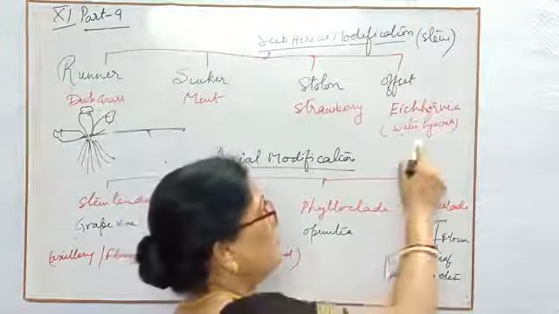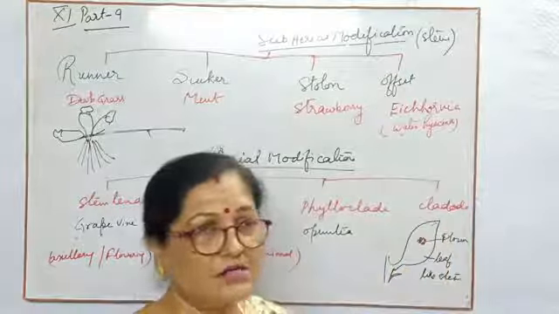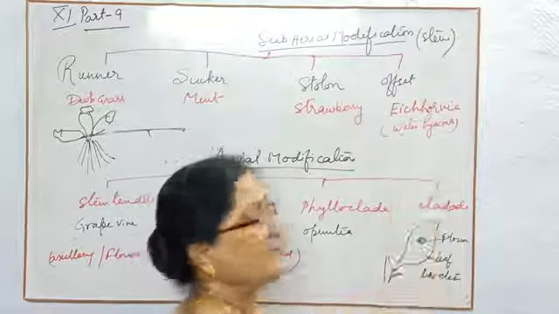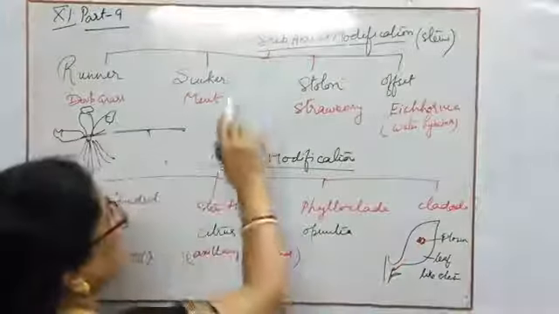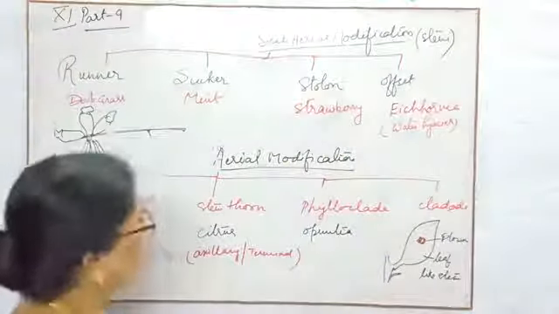So in this way, when it grows in large amount, the name was given that terror of Bengal. So these are the subaerial modification of the stem.